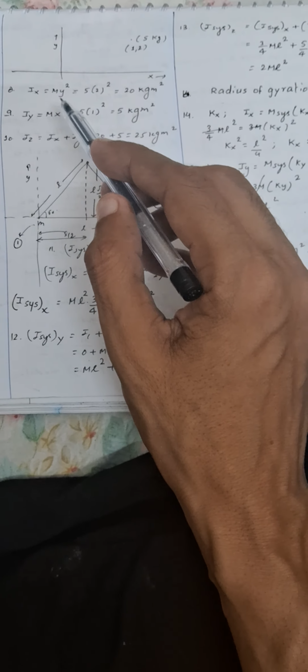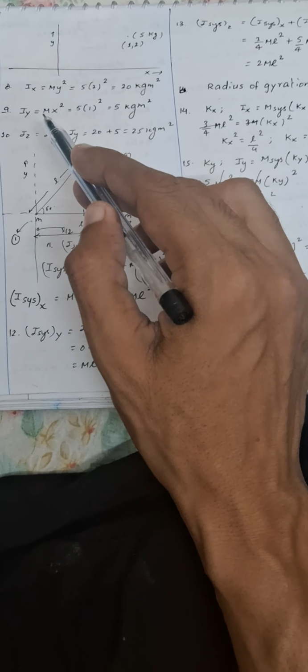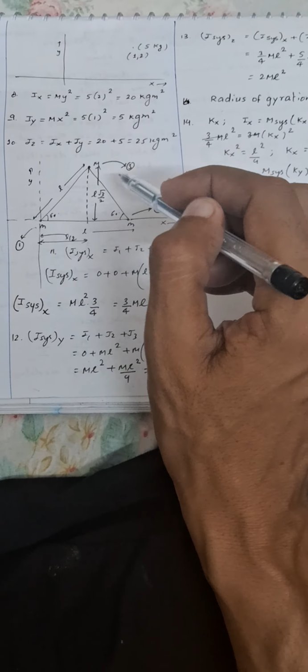Next is a question: there is a point mass of 5 kg. It has coordinates 1, 2. We need to find the moment of inertia about the x-axis. It is m y square, that means 5 into 2 square, which is 20 kg meter square. Next is the moment of inertia about the y-axis. It is mx square. Substituting the values, we have 5 kg meter square. Next is the moment of inertia about the z-axis, which is Ix plus Iy. On solving, we get 25 kg meter square.